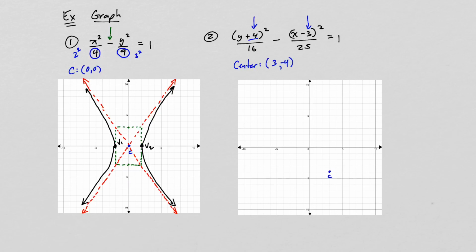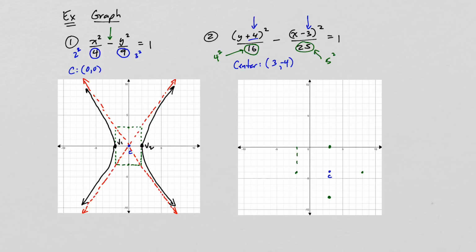From that point, we are going to move 16, remember, is really 4 squared. So we're going to move 4 units up and 4 units down. Now, why are we moving up and down instead of left and right? Well, because that 16 is below the y variable, and the y variable goes vertical. So we go 4 units up and 4 units down. The 25 here is really 5 squared, and that's under our x variable. So we are going to go 5 units to the right and 5 units to the left.